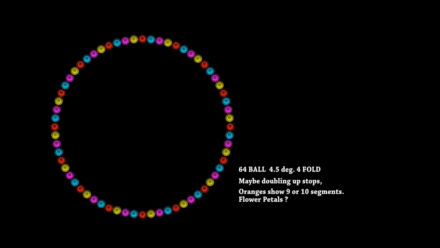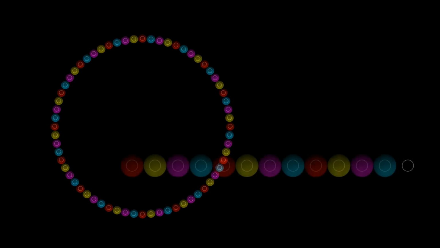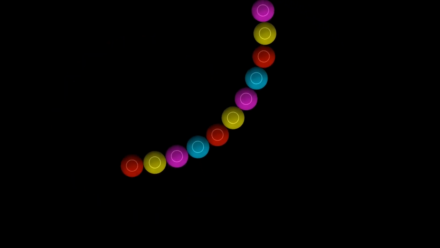Okay, the next groups are 3-fold, and they go from 12, 24, 48. Let's start with the 12. Now this low number may be tied up with DNA. This is all uncharted territory. Now this 12 doubles up to a 24 ball.